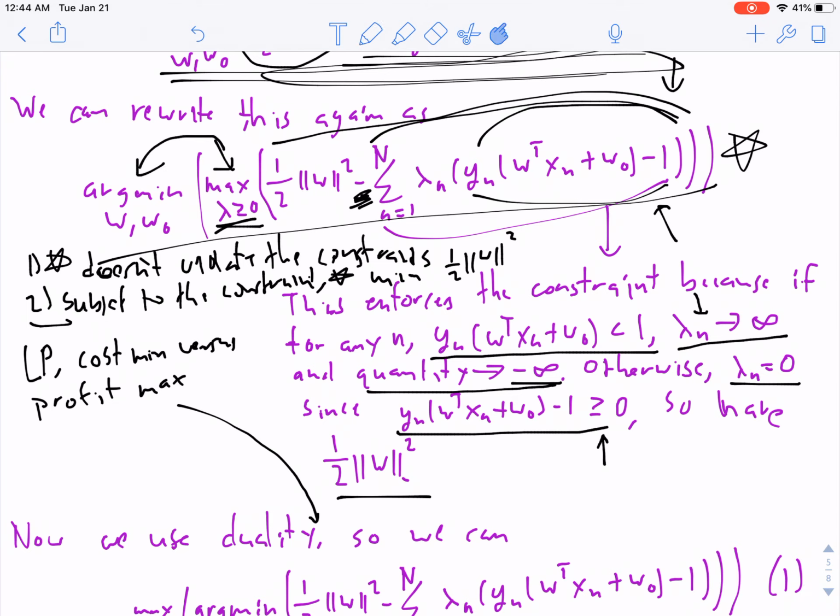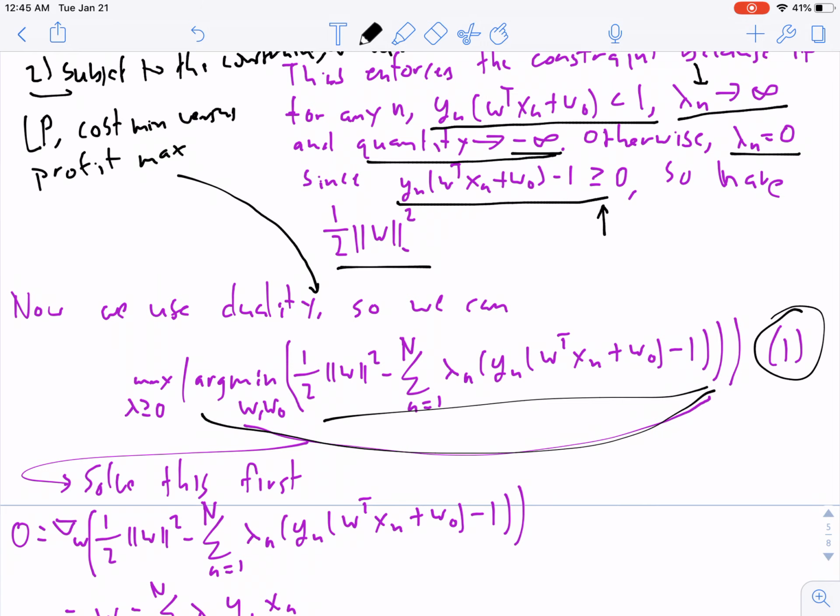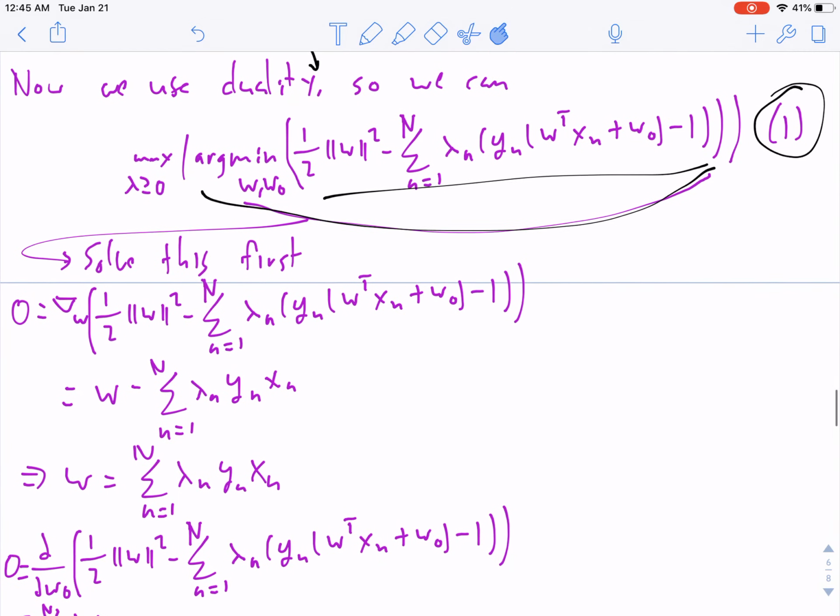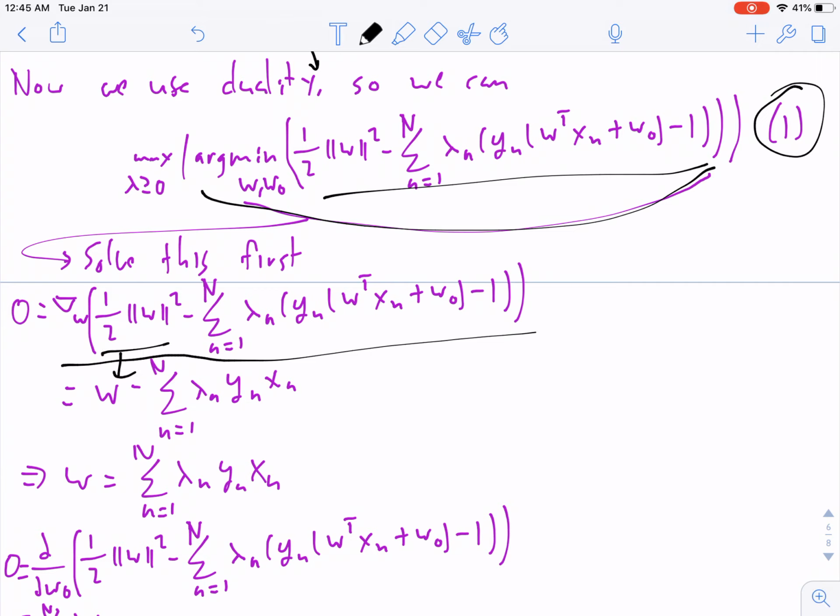So now this is really convenient, and the reason we want to switch these around is because we know how to minimize this thing on the inside over w and w naught. That's really nice. So we're going to go ahead and solve this first. First we're going to solve for w, so we take the gradient with respect to w. This first term just gives us w, and then the second term, this minus 1, this w naught, these terms aren't going to have any w dependence, so we can just ignore them because they won't contribute to the gradient.